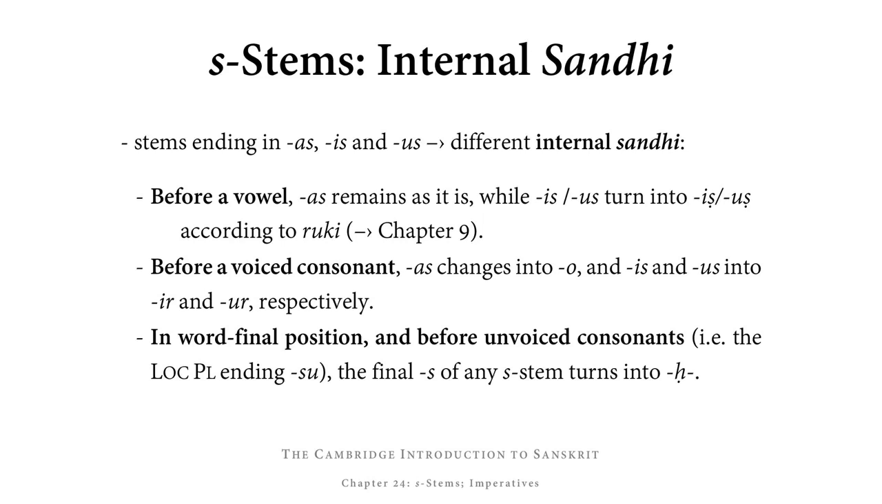Before endings that begin with a voiced consonant, as changes into o, while is and us change into ir and ur respectively. And in word final position, as well as before endings that begin with unvoiced consonants, which is the case in the locative plural ending su, the final S of any S stem changes into visarga.